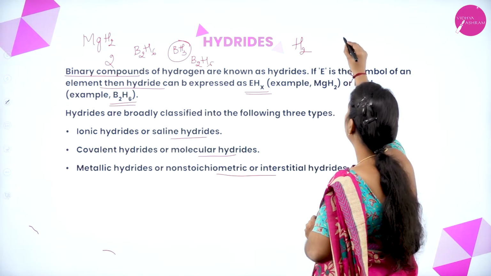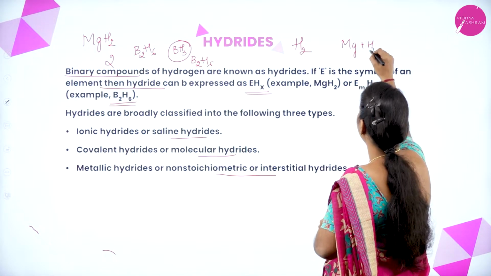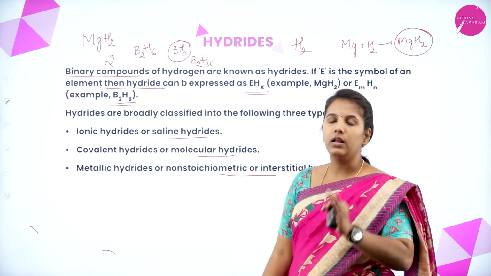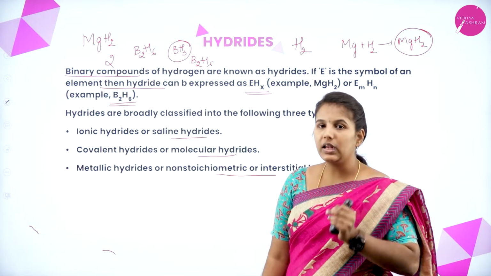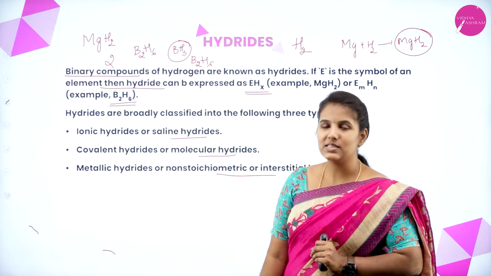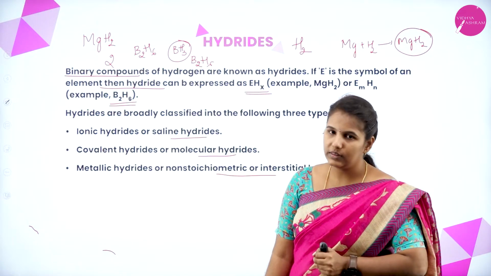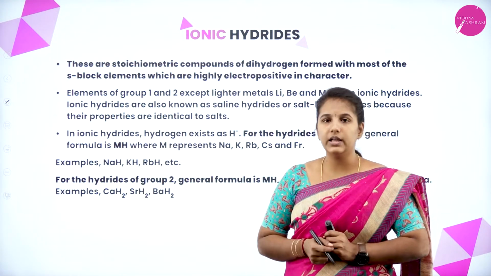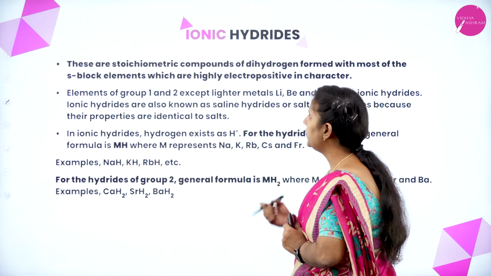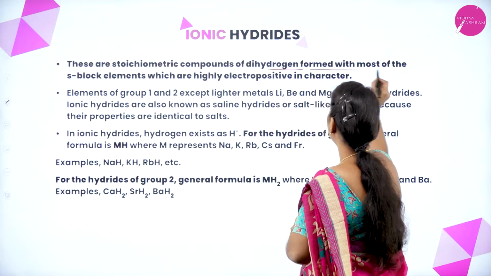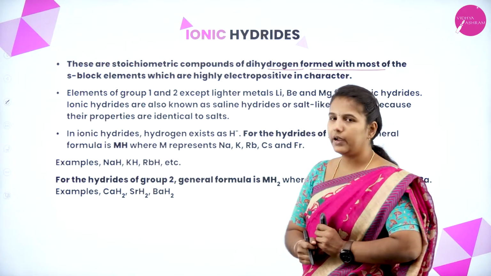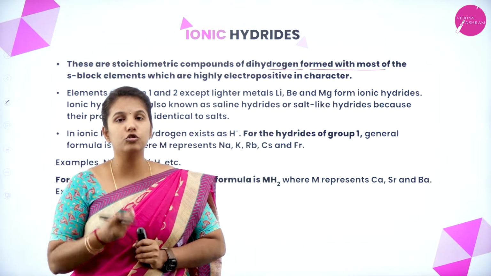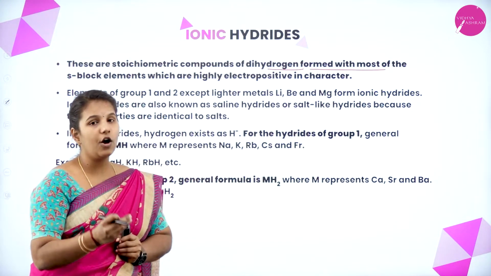The best example is magnesium reacting with dihydrogen. It forms what? Magnesium hydride. So, this is the example for hydrides, where the binary form of hydrogen is there, hence it is known as metal hydride. So, there are 3 types: ionic, covalent and interstitial hydride. First, I will go with the ionic hydride. These are the stoichiometric compounds of dihydrogen formed with most of the s-block elements. So, when dihydrogen reacts with group 1 and group 2 elements, it forms the ionic hydride.